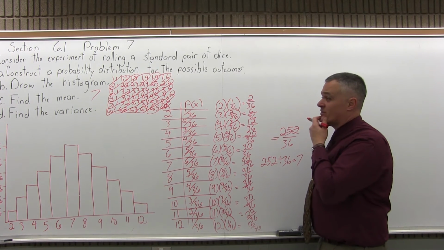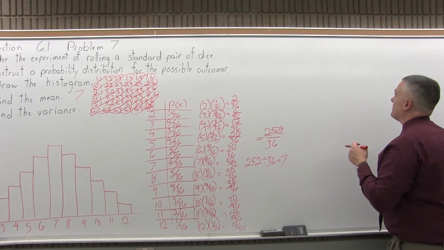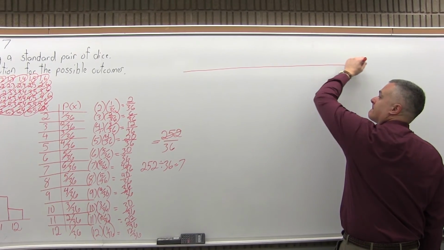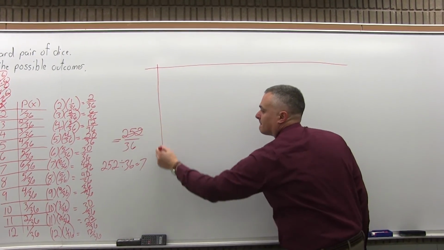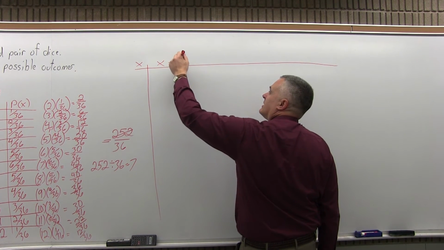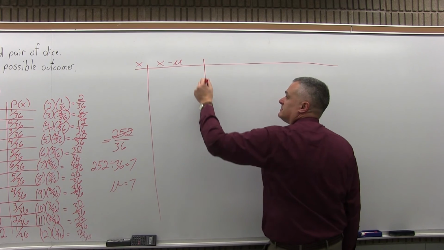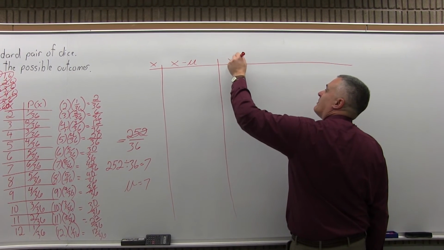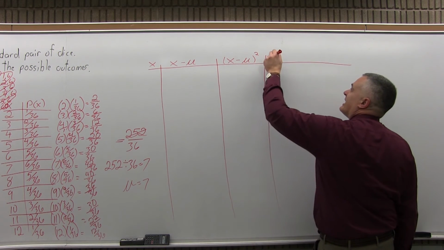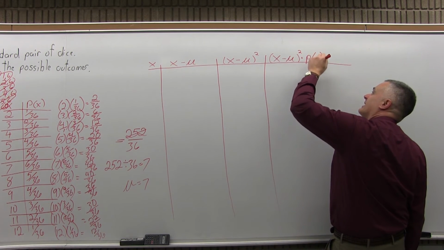is going to come from filling in that really big chart. So we have to set up the chart. I'm going to move over a little bit. So one column will be for x, and I'll have x minus mu, and the mu, again, fortunately, is a whole number. It's 7. Then x minus mu in parentheses to the second power. Then x minus mu in parentheses to the second power times probability of x.